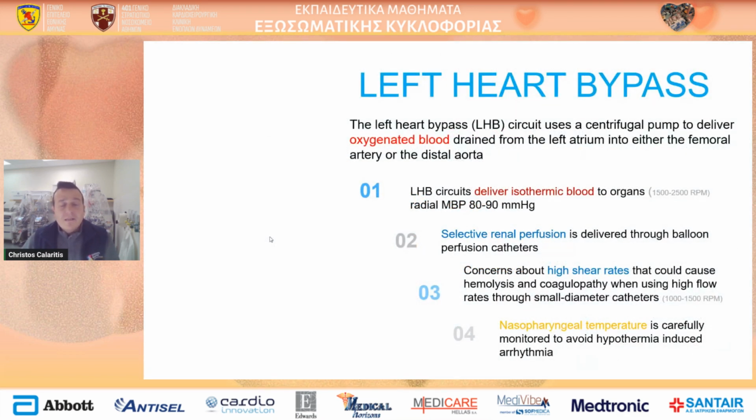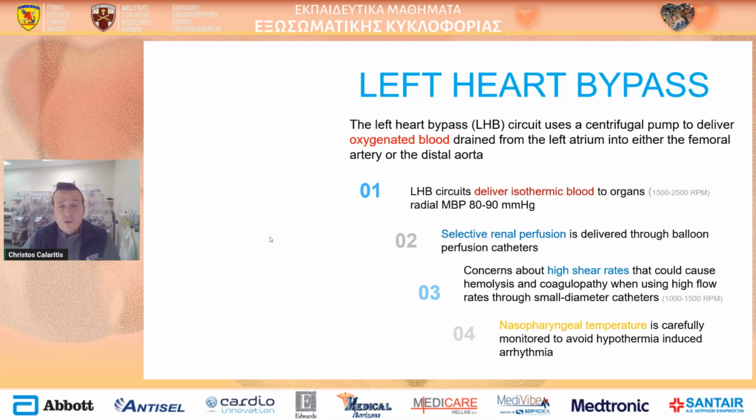Left heart bypass in our clinical setting uses a centrifugal pump to deliver oxygenated blood drained from the left atrium into either the femoral artery or the distal aorta. Left heart bypass circuits deliver isothermic blood to organs at between 1500 to 2500 RPMs with a radial mean blood pressure of 80 to 90 millimeters of mercury.